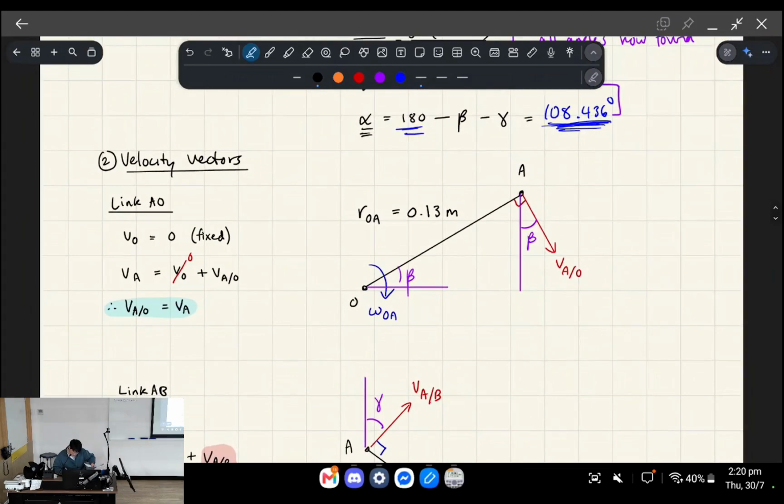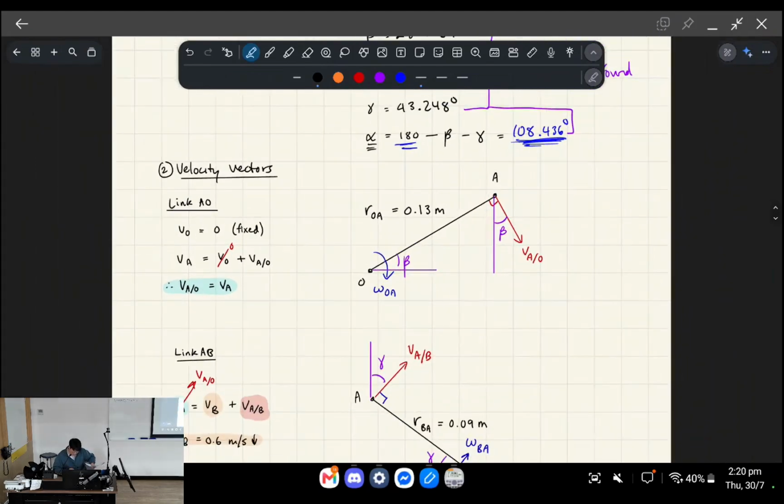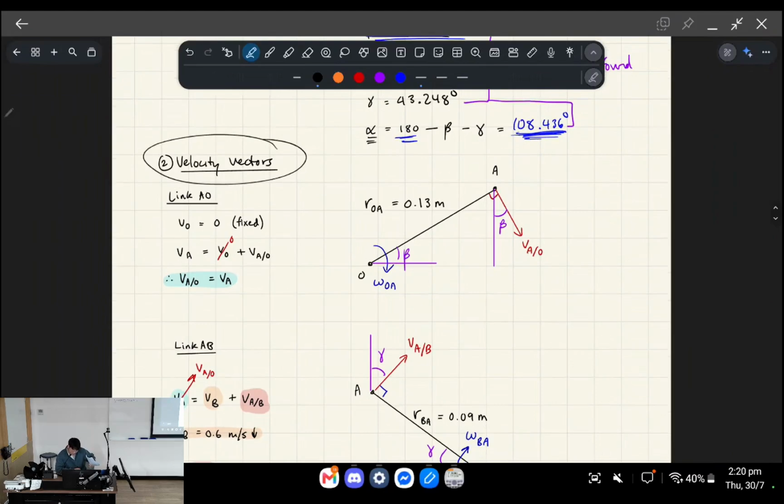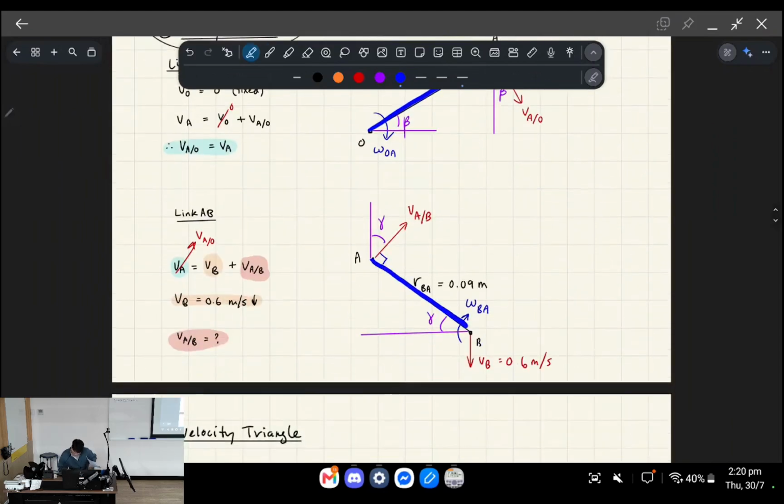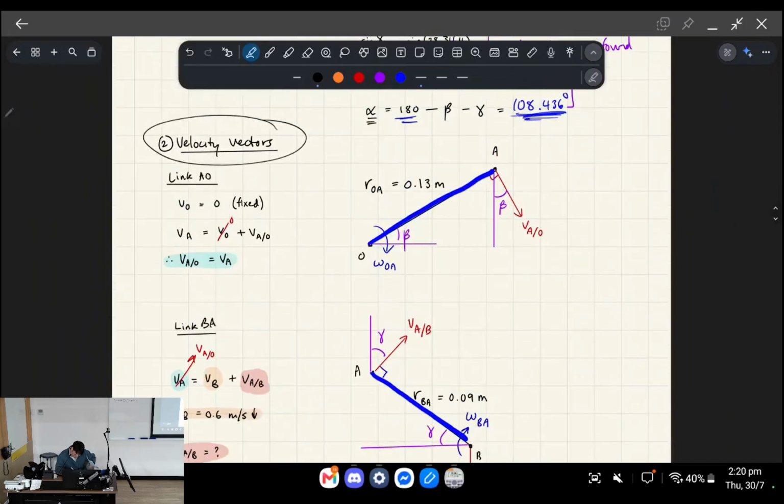And what this involves is, the way that we set up, we're going to set up something called a velocity triangle, which I'll tell you what that is. And the way we do that is we analyze each link. So we've got this link OA, and we've got this link AB, or BA, or whatever. Here I've drawn it as BA, and this one I've actually drawn as OA.